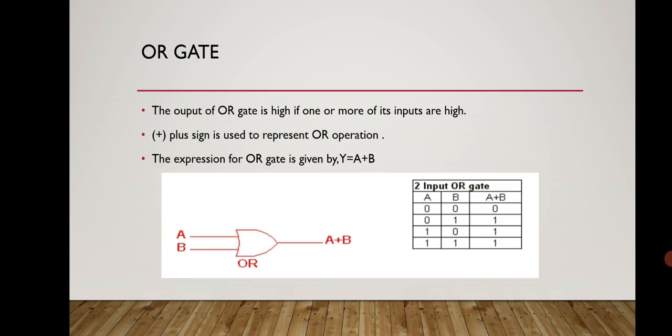Okay, the expression is given by Y is equal to A plus B. If any one input is 1, you will get a high output. If both are 1, you will also get a high output. Okay, this is an OR gate. The plus sign is used here.